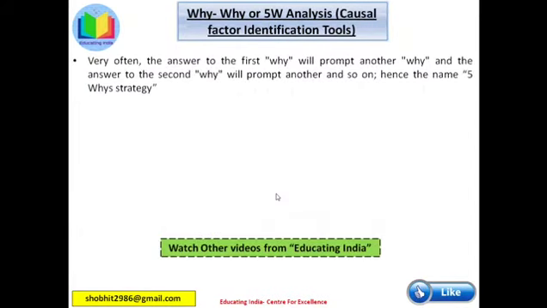Very often the answer to the first Y will prompt another Y and the answer to the second Y will prompt another, and so on. Hence the name is 5Y strategy. Friends, 5Y analysis technique is basically used in many manufacturing industries, and during the verification on the shop floor, it is observed that the feedback is that defect occurred due to operator fault, due to insufficient or improper training.